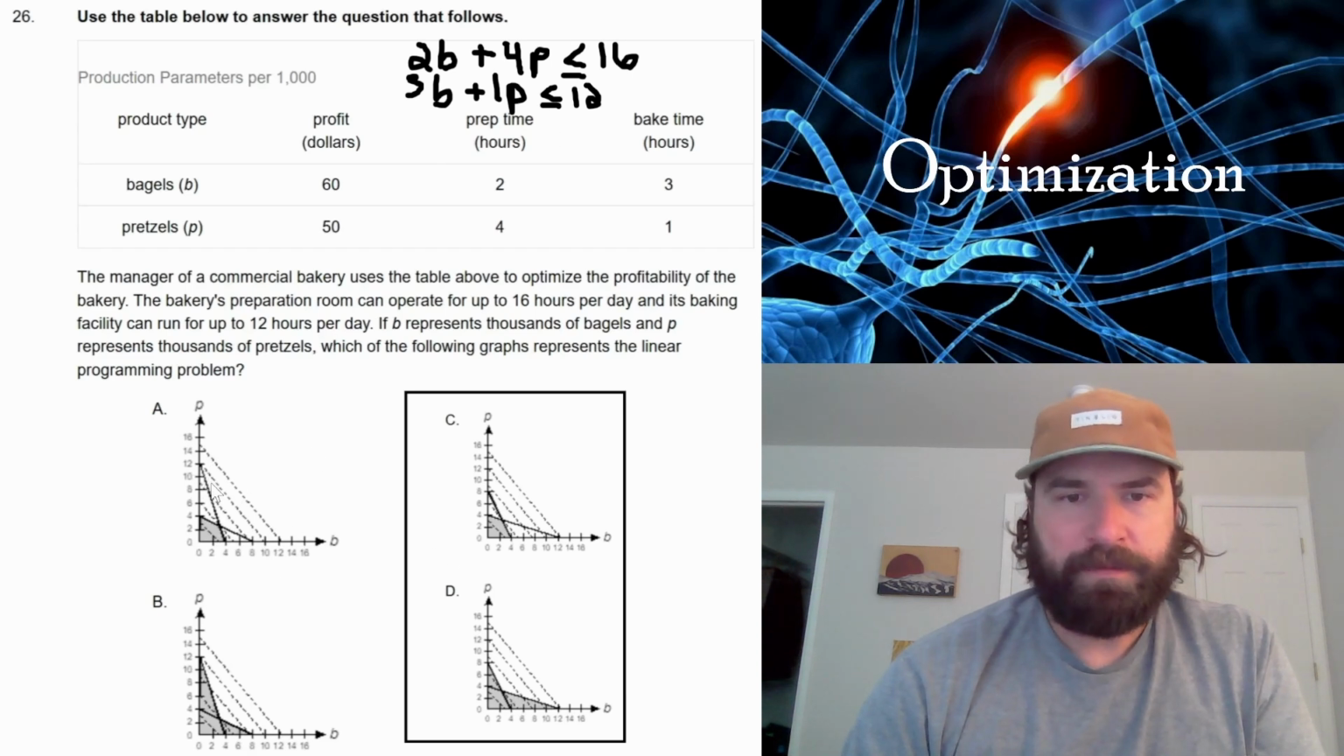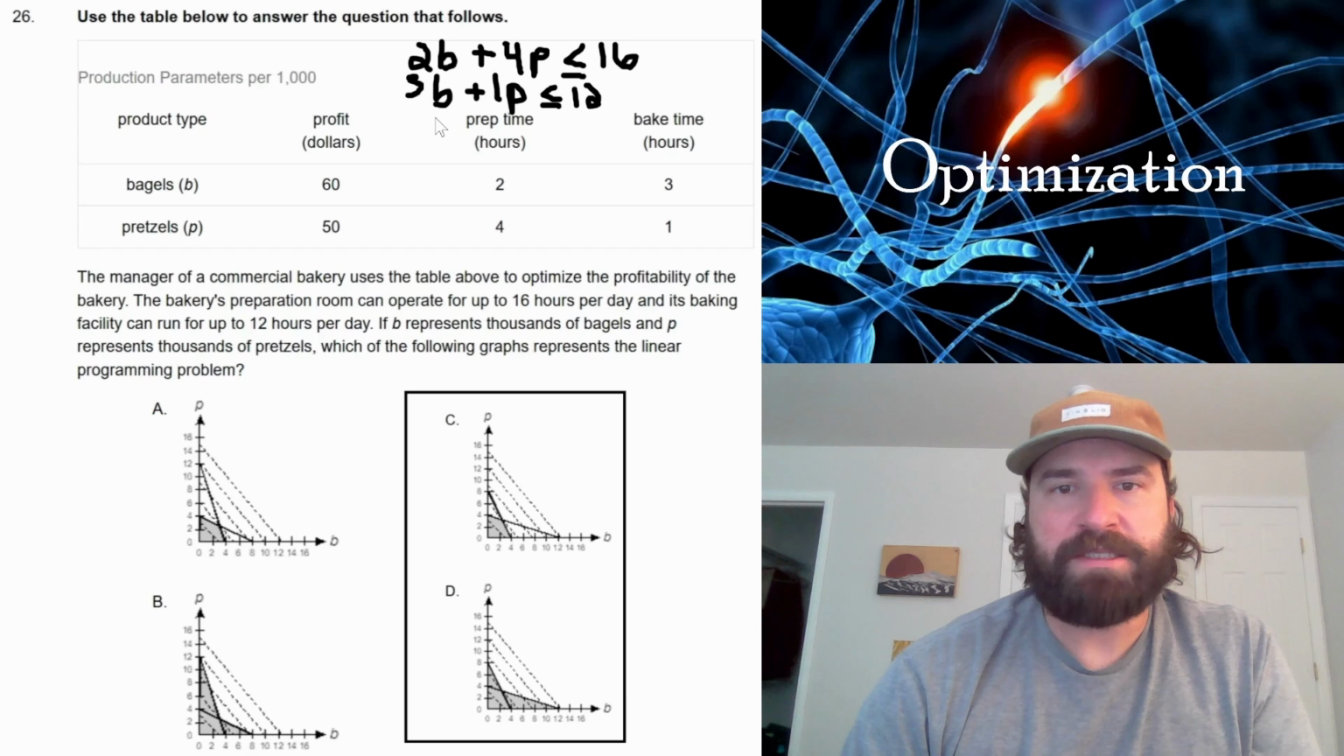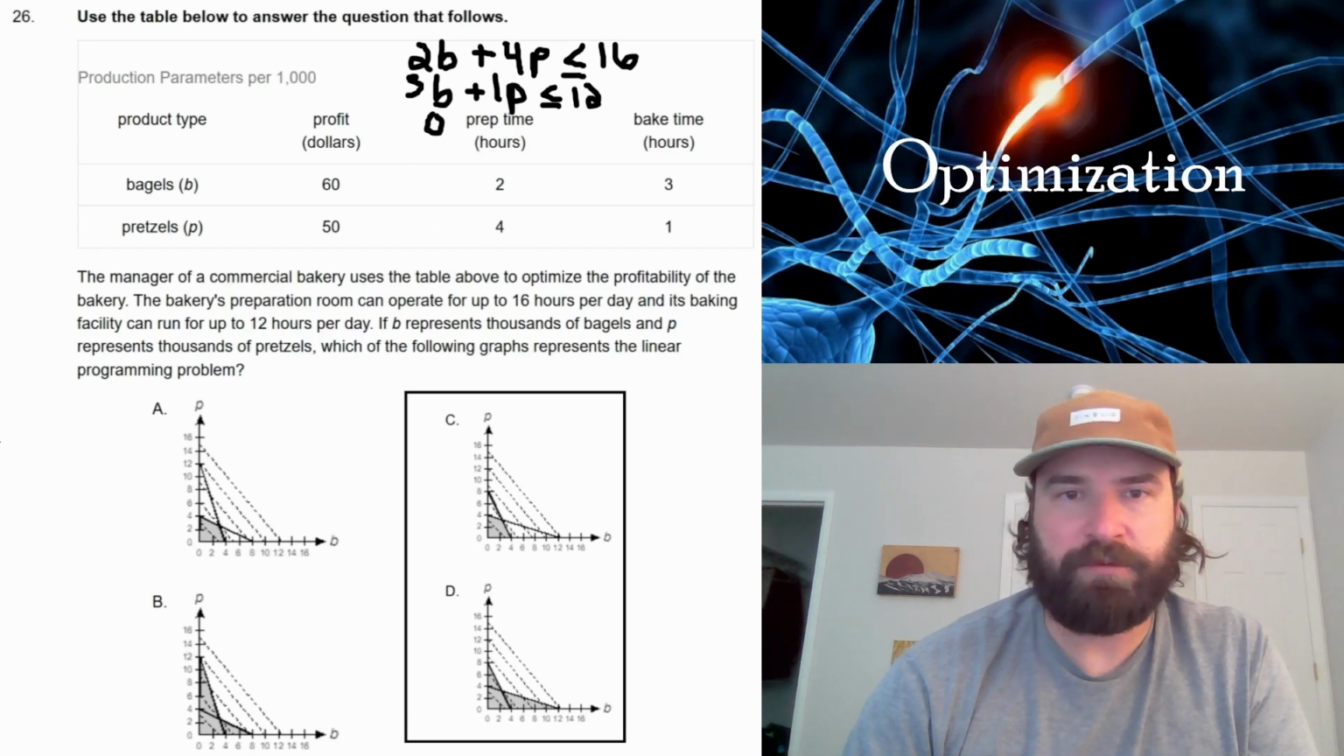In A, the intercepts for one of the lines are 12 for pretzels and 4 for bagels. That's a representation of the second inequality. If we were to make 0 bagels, then how many pretzels would we be able to make? P would have to be less than or equal to 12 if we plug 0 in for B in the second inequality. So let me just do that quick. I'm plugging 0 in for B to check what our intercept would be on this line.